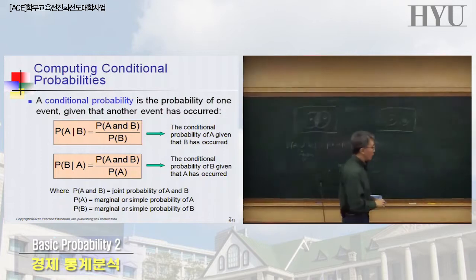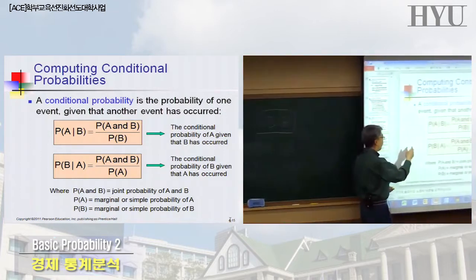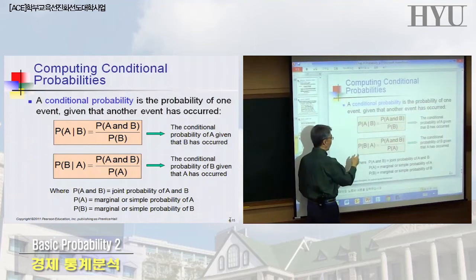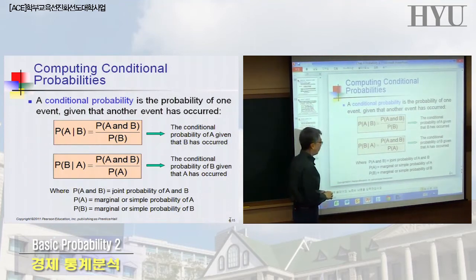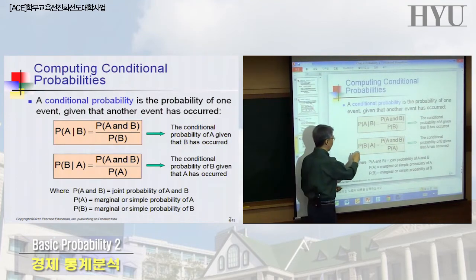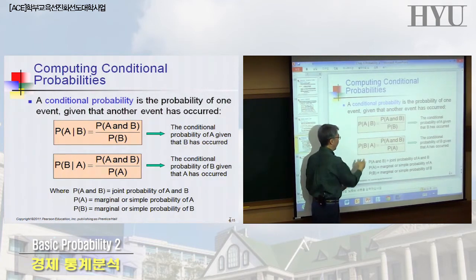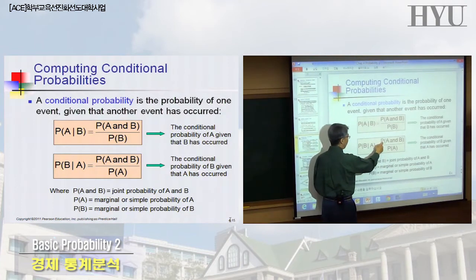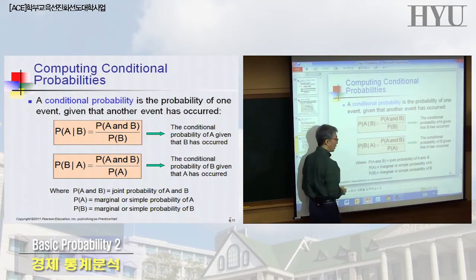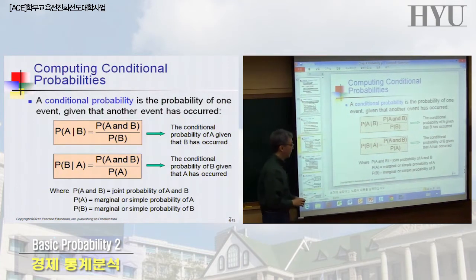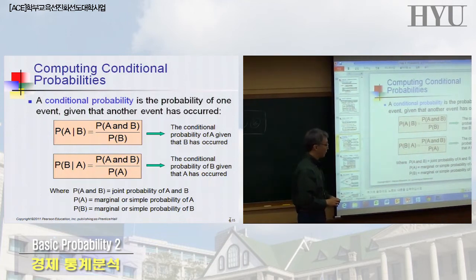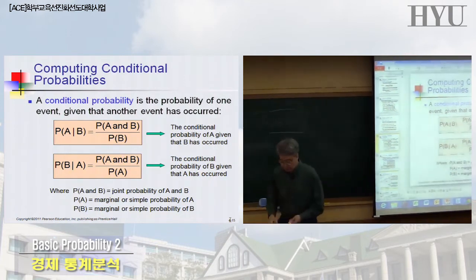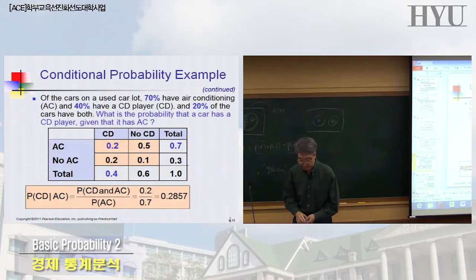So you can think about probability of A given B, or you can think about the other way around. This is the opposite case: probability of B occurring given that A has occurred already. In that case, it will be joint probability divided by marginal probability of A. Well, what's the use of this conditional probability?